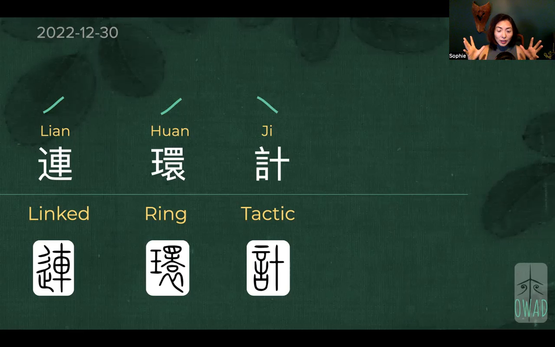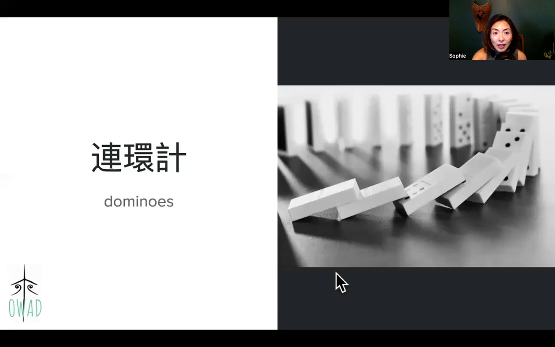So this quantification of things with speaking, that's the kind of calculating, and then influencing, right? You quantify things, try to understand, calculate, make your little math inside you, and then you try to convince people to buy into your theory or something like that. So that's the tactic. And we have linked ring tactic, which I translate as dominoes.